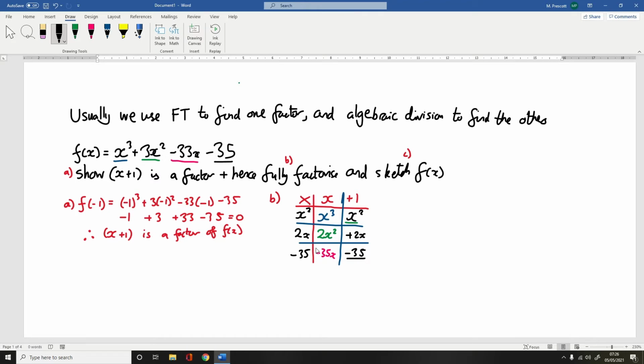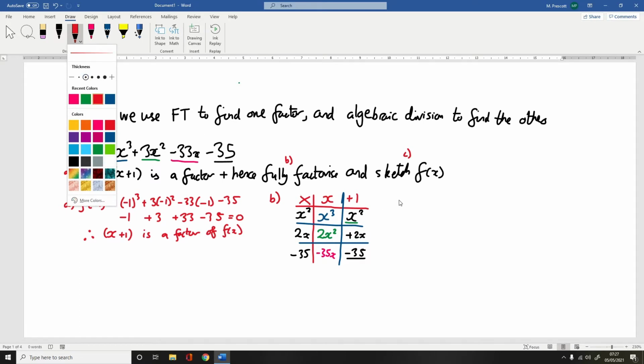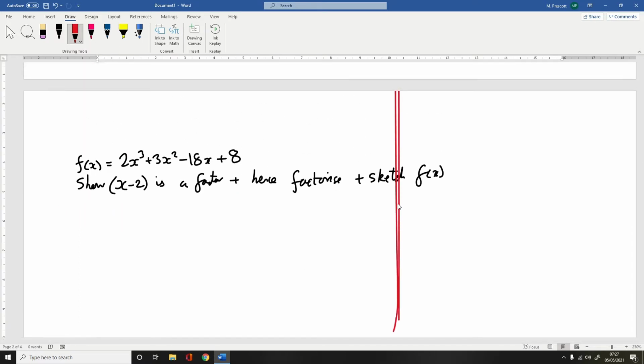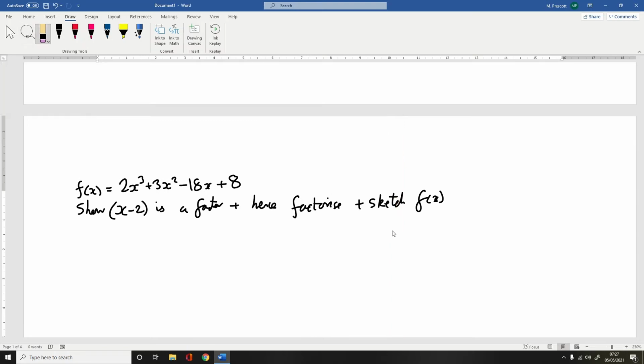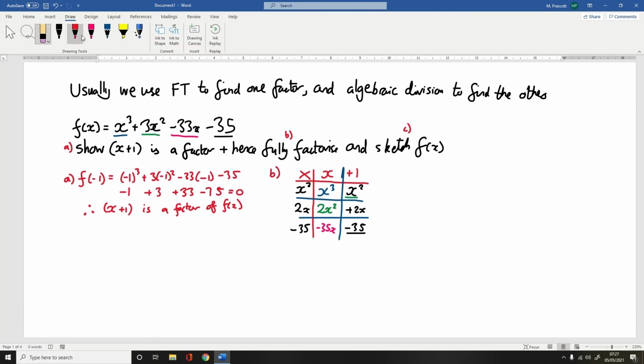And you can read off the division on the left-hand side. So what can we say here? We can say that our f of x is equal to x plus 1, because we already showed in part A that's a factor, and then x squared plus 2x minus 35 as the rest of our polynomial.